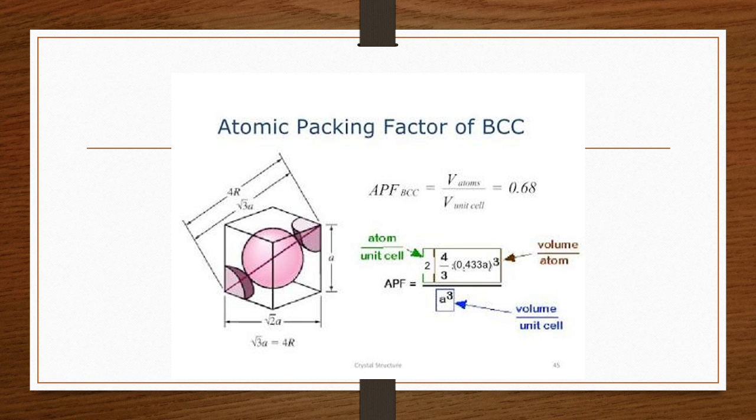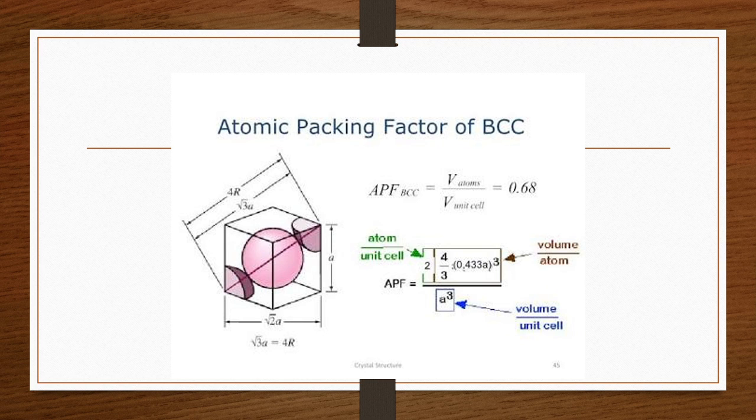We know that r is equal to root 3 by 4 a, and root 3 by 4 is equal to 0.433, so that 2 into 4 by 3 pi into (0.433a) cube, divided by the volume of the unit cell, which is nothing but a cube. So that the atomic packing factor is equal to 0.68 or 68%.